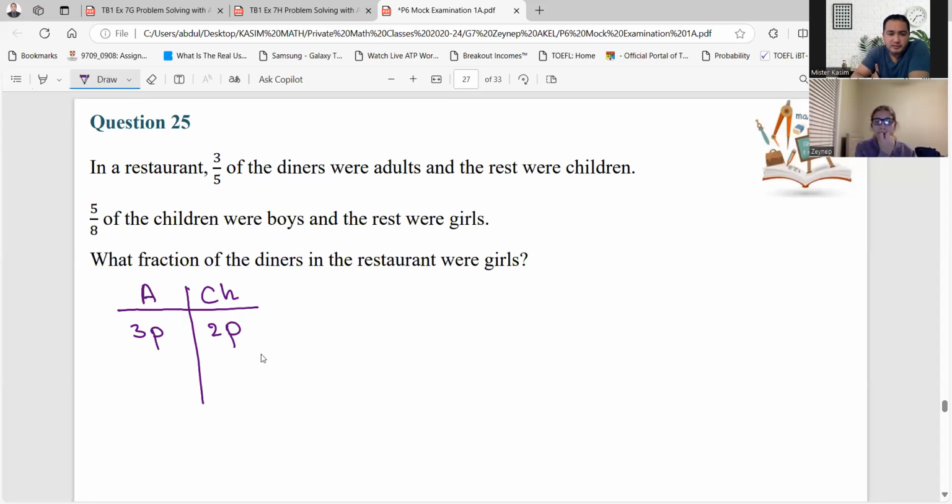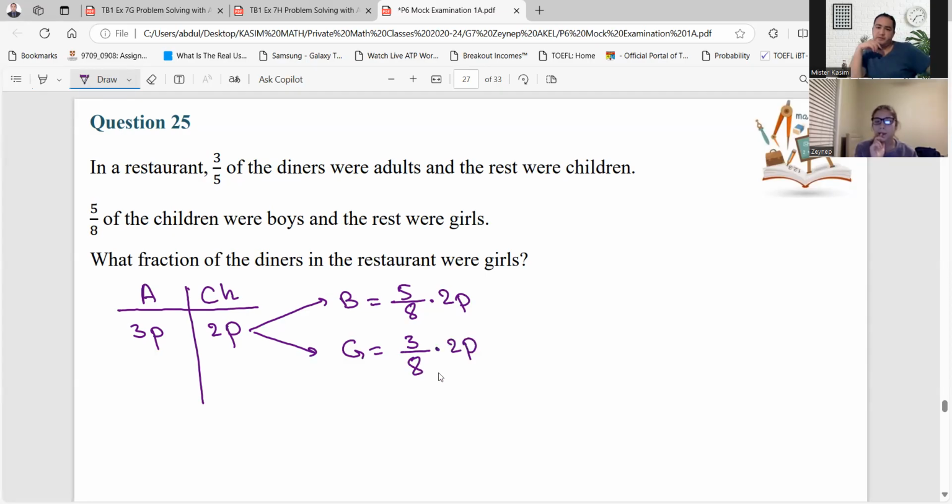Now, among these children, it says that 5/8 of the children were boys. Okay, so I'm dividing this into two parts, right? So this one is boys and the girls. 5/8 of the children were boys. So 5/8 of means times 2p boys. And the rest were girls. The girls means that's 3/8, right? The rest of the people, I mean children. 2p were girls. Is that right?